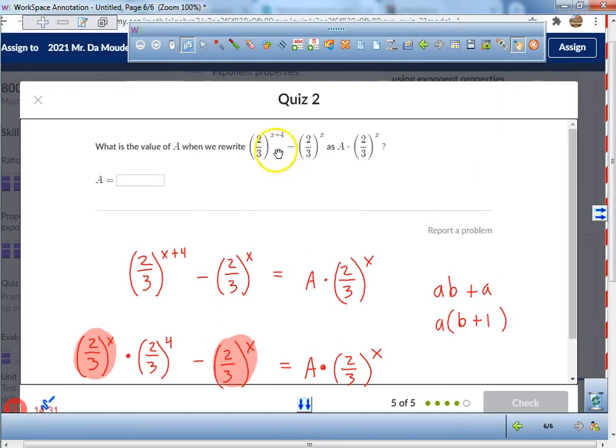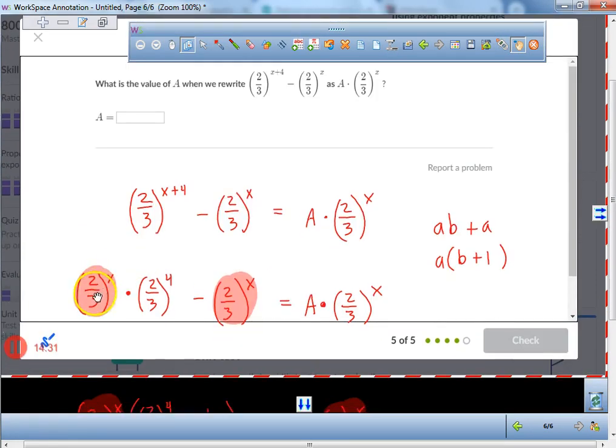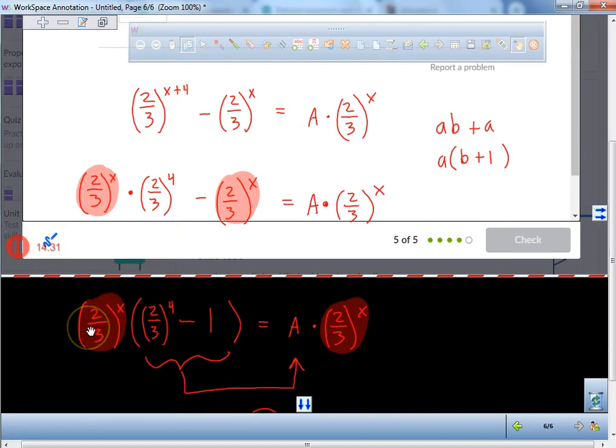The first thing I did was I took this, and I separated it into two pieces. So I took this x plus 4, and did 2/3 to the power of x times 2/3 to the power of 4. Then I factored out the 2/3 to the power of x, which left me with this expression. And this expression ended up equaling my a value right here. And that's all I can do.